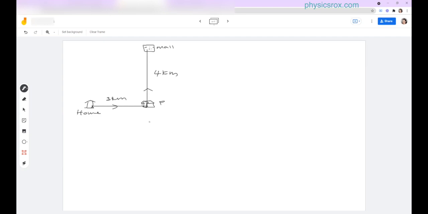So now you look at the distance traveled. How much is the distance traveled? What do you think? If you go from home, go to P, go to the mall, what is the distance traveled? Correct. Now, what about the displacement? What do you think?